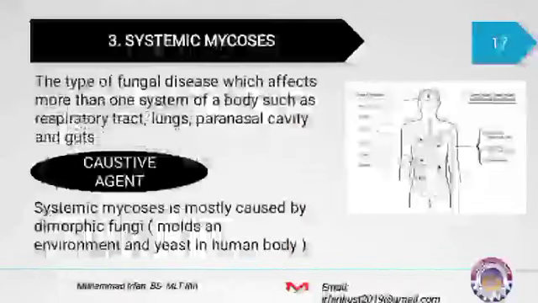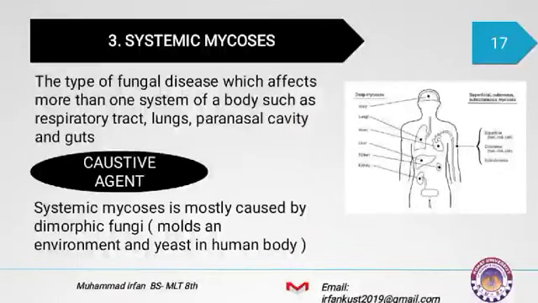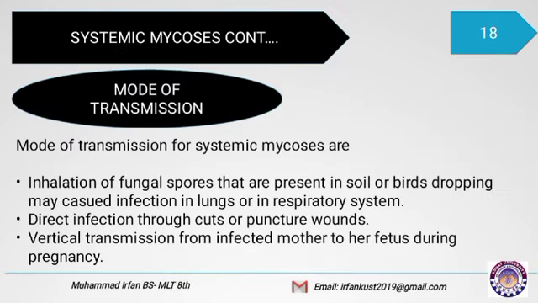Number three. Systemic mycosis. This is the type of fungal disease which affects more than one system of the body, such as the respiratory tract, lungs, paranasal cavity, and guts. Causative agent. Systemic mycosis is mostly caused by dimorphic fungi, molds when present in the environment, and yeast when present in the human body. Mode of transmission. Modes of transmission for systemic mycosis are inhalation of fungal spores that are present in soil or bird droppings, which may cause infection in the lungs or respiratory system. Direct infection through cuts or puncture wounds, and vertical transmission from infected mothers to the fetus during pregnancy.